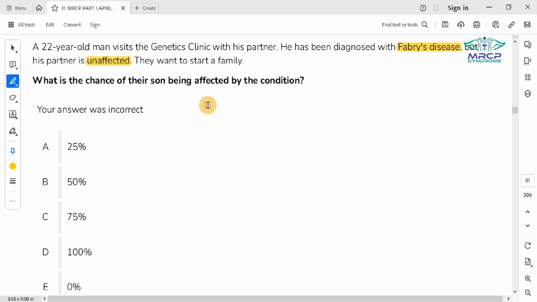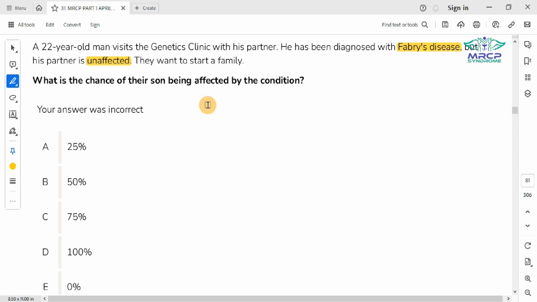Okay. So what is the chance of their son being affected by the condition? A 22-year-old man visits the genetic clinic with his partner. He has been diagnosed with Fabry's disease, but his partner is unaffected. They want to start a family. So what is the chance of their son being affected by the condition?